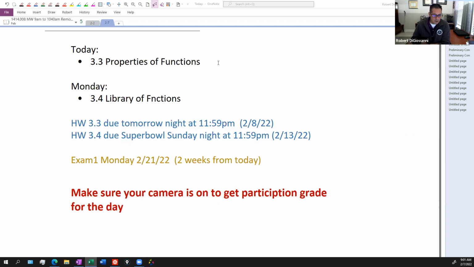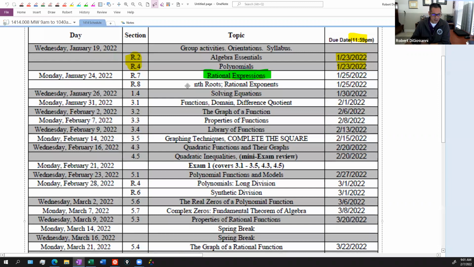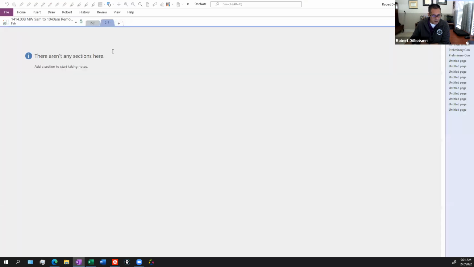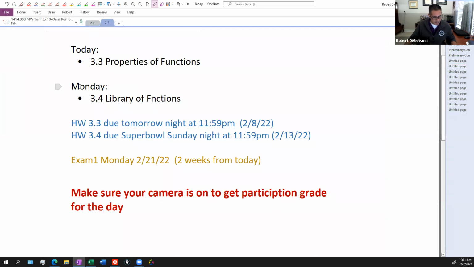Okay, so today, properties of functions, 3.3. We are on schedule right now in terms of our calendar, which is amazing because all my other classes have fallen behind. Today we're going to cover 3.3. And then next class, oops, that's not Monday, that's Wednesday, we will cover 3.4, library of functions.